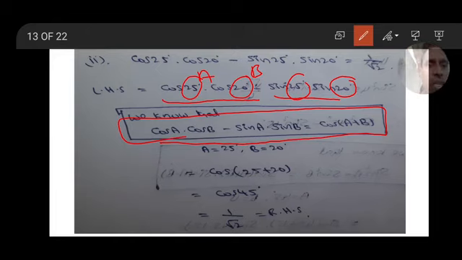Okay, cos A cos B minus sin A sin B formula, it is of the form, therefore its formula equal to cos of A plus B, where A equal to 25 degrees, B equal to 20 degrees. If you substitute cos of A plus B, cos of 25 plus 20, that is cos 45. Cos 45 means, what is the cos 45 value? 1 by root 2, that is RHS value. Okay. Next.